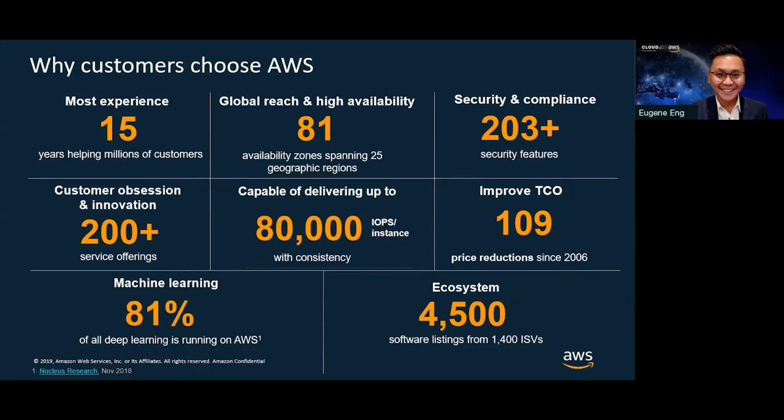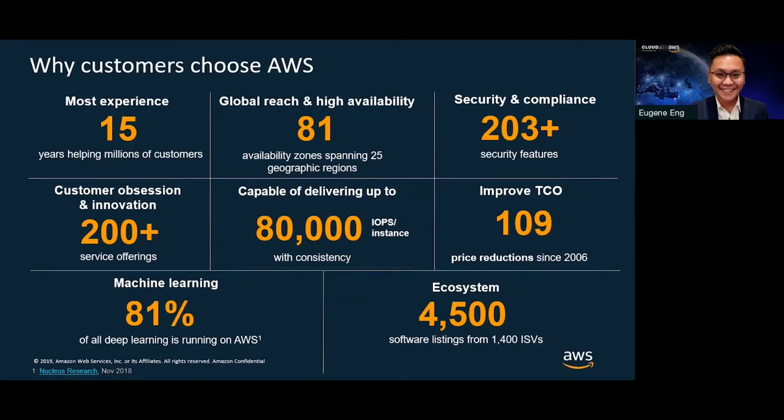Next, about security and compliance, we are compliant to more security standards and compliance certifications than any other cloud provider. The next thing is how obsessed we are with customers, where we have over 200 fully featured services to support any cloud workload. Most of these services came about from the feedback of our customers. In terms of performance, we are able to deliver up to 80K IOPS per instance with consistency. That shows how important performance is to us.